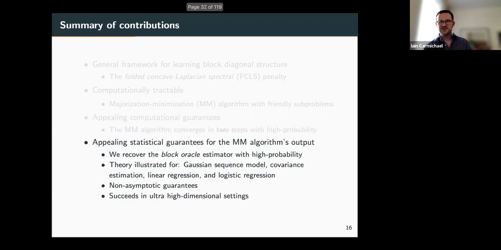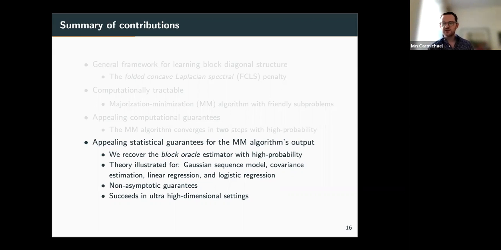And maybe more interestingly, because we're in a statistics department, we can provide some appealing statistical guarantees for the estimate that's output by the MM algorithm. So we're not talking about any kind of global minimizer that we are probably never going to be able to find. We're talking about the actual output of the algorithm. In particular, we're going to recover something that I'm going to call the block oracle with high probability. If you're familiar with the strong oracle property from standard sparsity, we get something like that. And I'll define this precisely a little bit later.